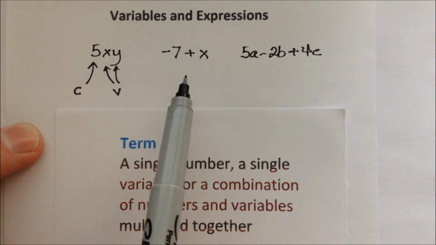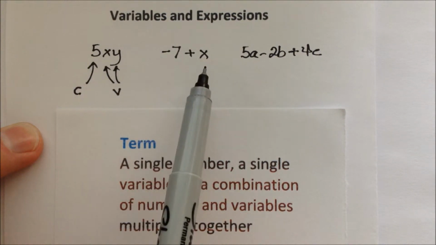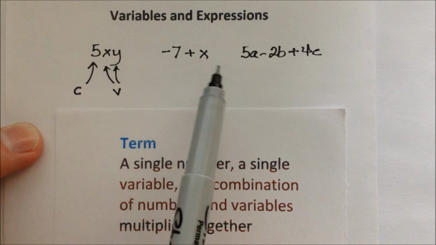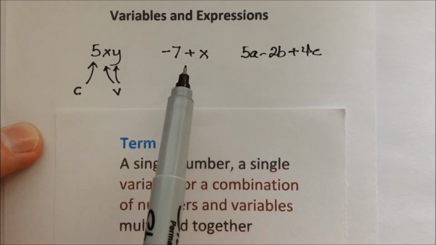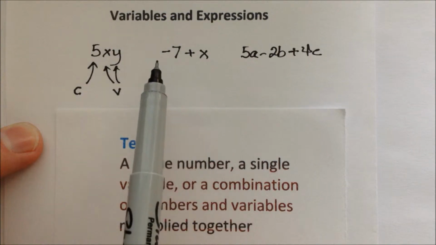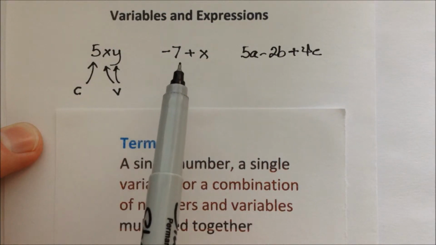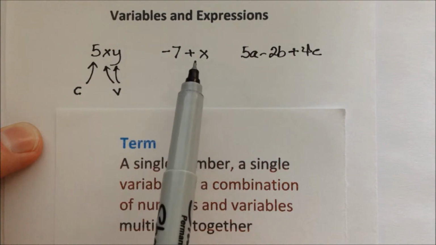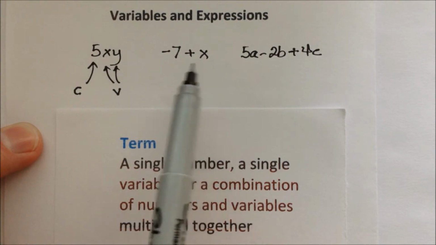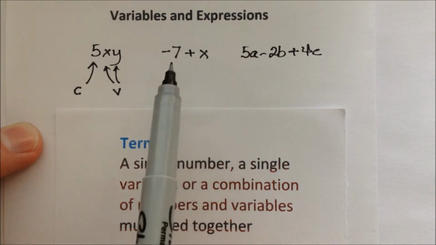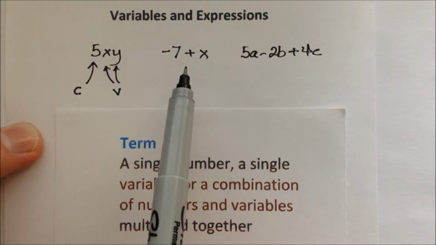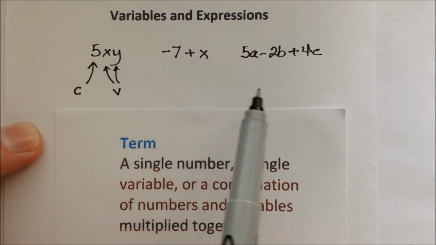So the next example we had was -7 and x. Well, this is not one single term because these things are not being multiplied together. They're actually being added. So -7 is a single term, and x is a single term. So really in this expression we have two terms. -7 is one, x is the other, and these two terms are being added together. And we'll talk more about those later.